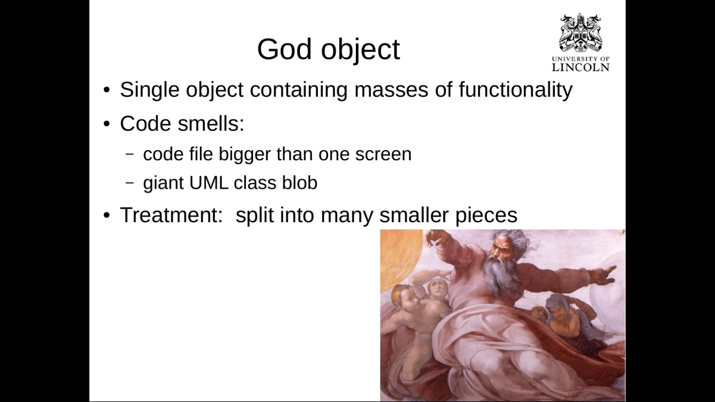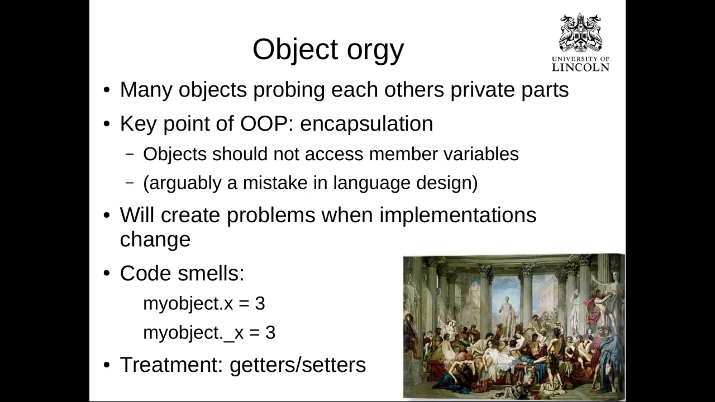Object orgy. This is many objects each probing each other's private parts. The original concept of object-oriented programming is that no one should ever have access to the private parts of anybody else. This is often claimed as a failure of language designers, which even allow that to happen. You should never be accessing member variables of another object directly. You should be going through at least getter and setter methods.